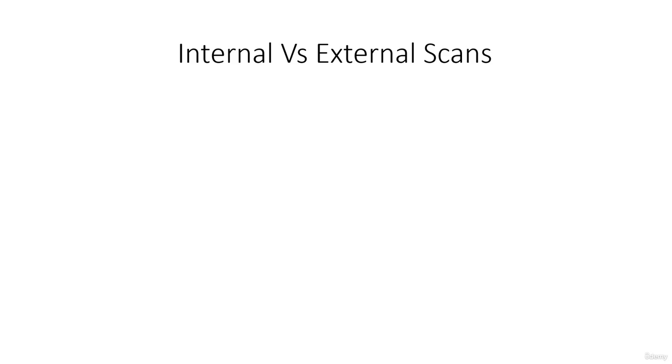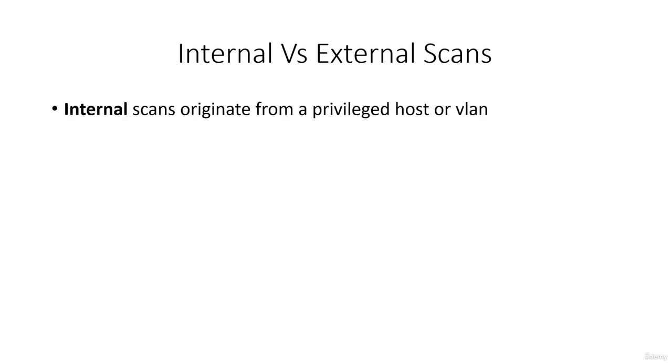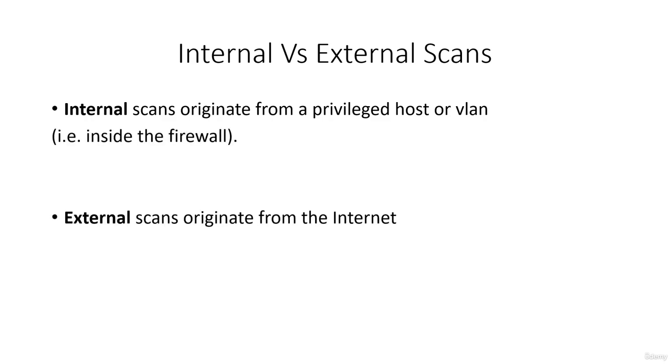Let's now talk about internal versus external scans. An internal scan originates from a privileged host or VLAN which is inside the firewall, while an external scan originates from the internet, which is outside the firewall.